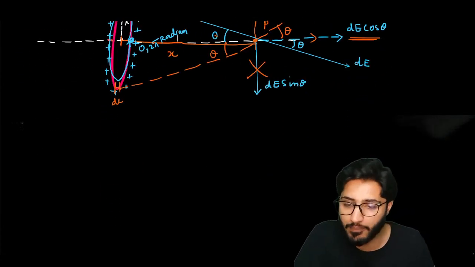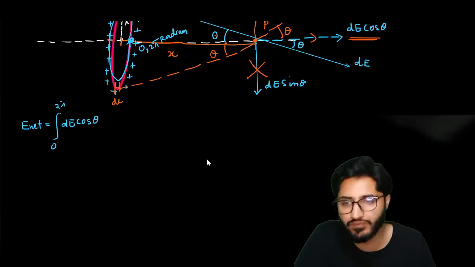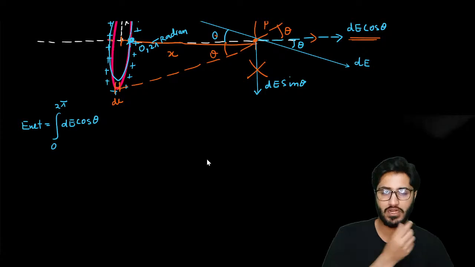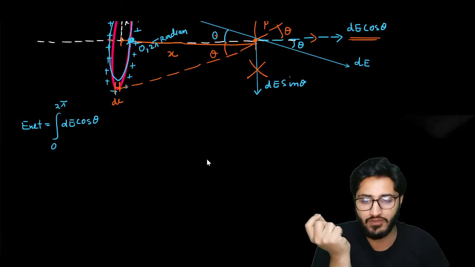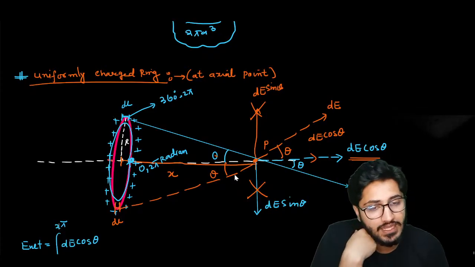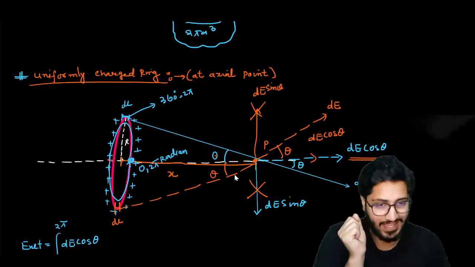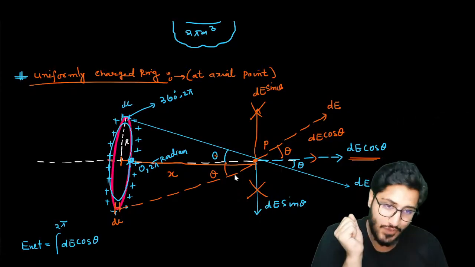So can I write now my net electric field? I guess it would be equal to the integral of dE cos theta only, and my limits would be from 0 to 2 pi. Done? Now I need to find out dE. What is dE? dE is equal to K dq divided by distance squared.